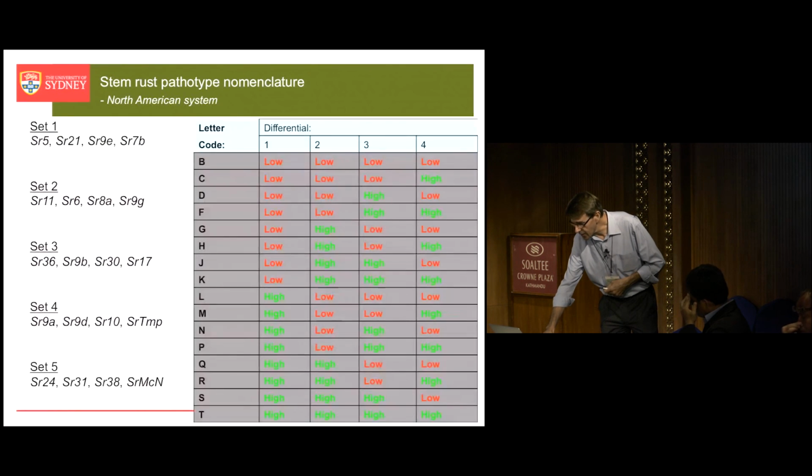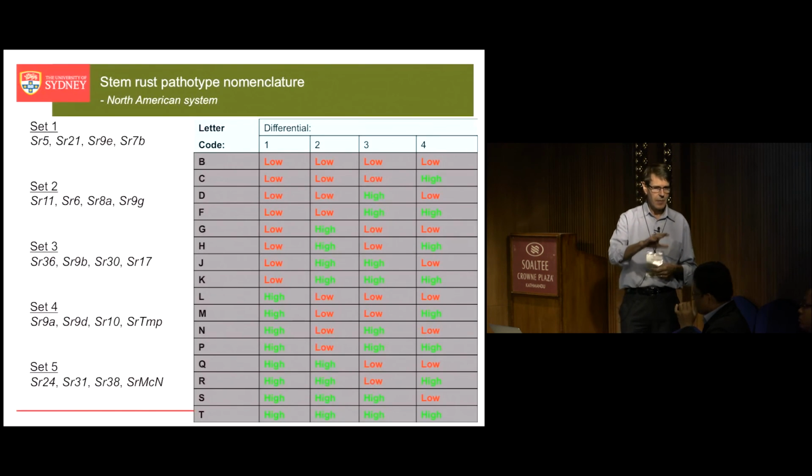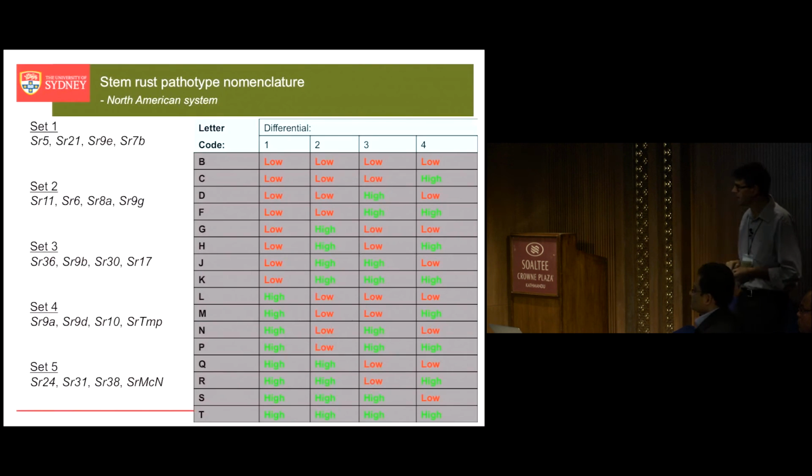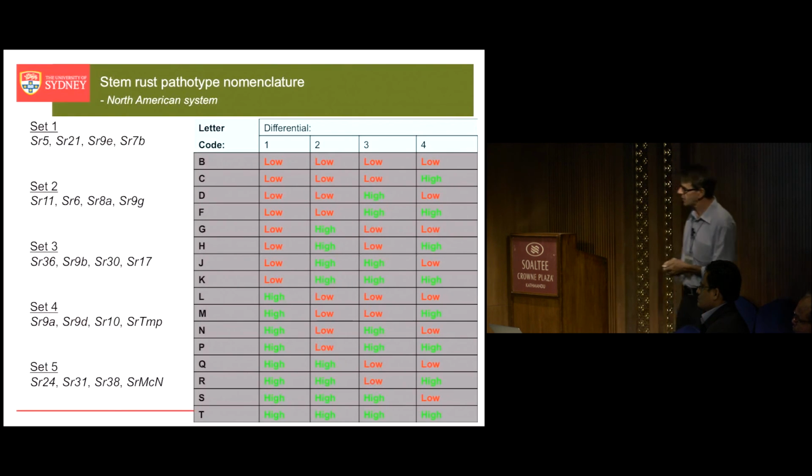I don't know if I need to go through this again. How did people go? We had the exercises yesterday. I think Zach did a really good job with this. Are people comfortable with the North American system now? There are 5 sets of 4 differentials, and I've got the genes here now. I'm not even telling you what the genotypes are, I'm just talking in terms of genes. So there are 20 differentials, 5 sets of 4, and then a letter code is given depending on the response of each of those 4. So we end up with 5 letter codes, one for this, one for this, one for this, this, and this.